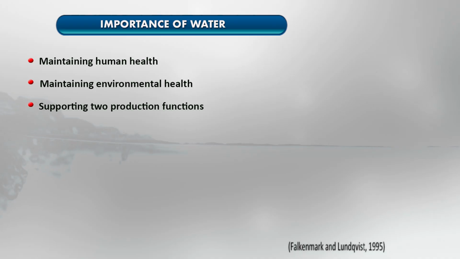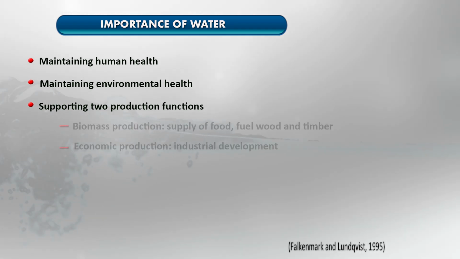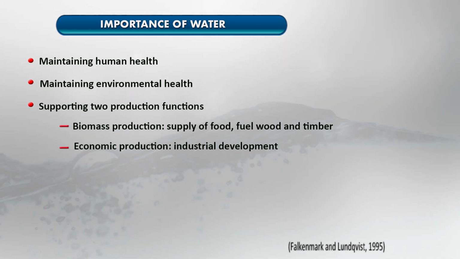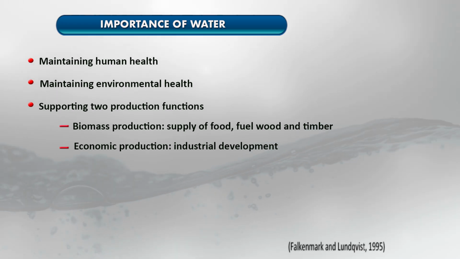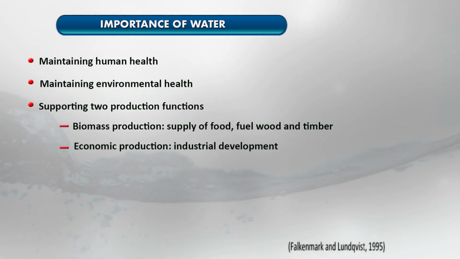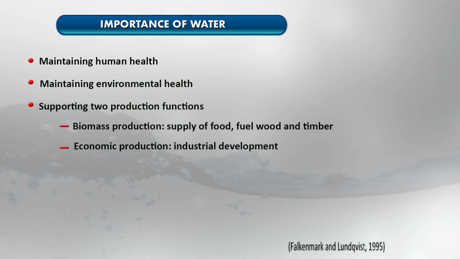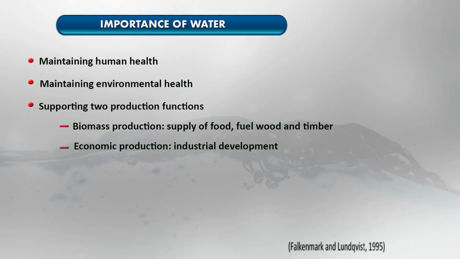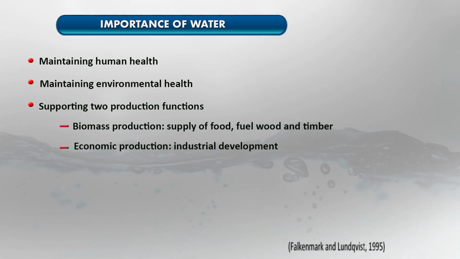So water is very important. It is required to maintain human health. It is also required to maintain environmental health. Then it helps in production functions. Basically we have two types of production, biomass production and economic production. Biomass production means the supply of food, fuel, fuelwood and timber, so that is basically agriculture or forest production. Then we have economic production, like industrial product development. For that water is also very important. Without water, both activities cannot be possible.